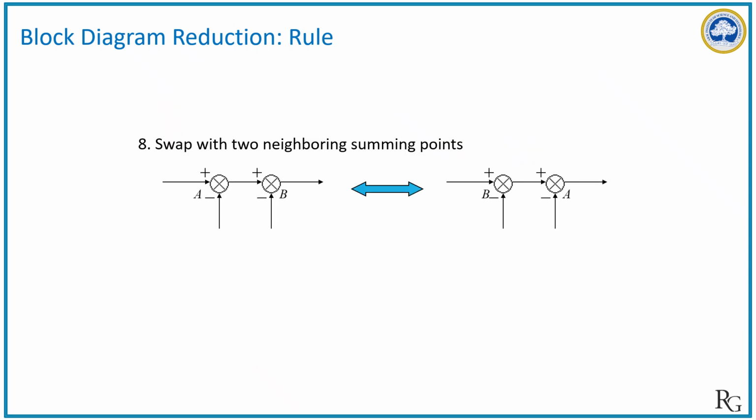Now, the eighth point: if we have two summing points and we don't have any block or any gain in between these two summing points, that means we can exchange or interchange the location of these two summing points. Likewise, we can apply those rules and solve the block diagram reduction problem in any of the given questions.